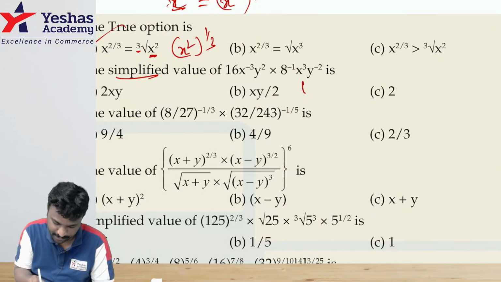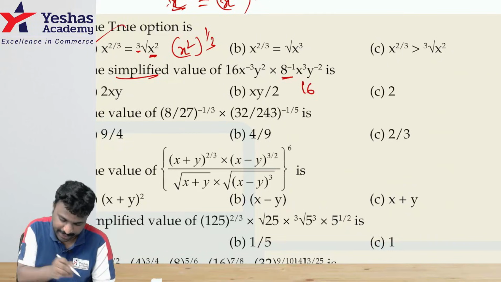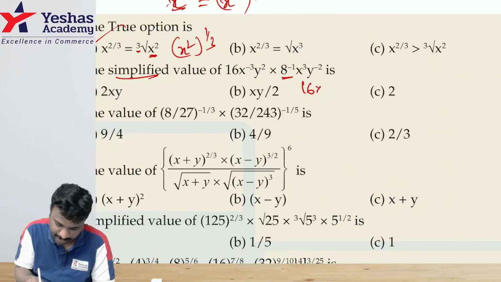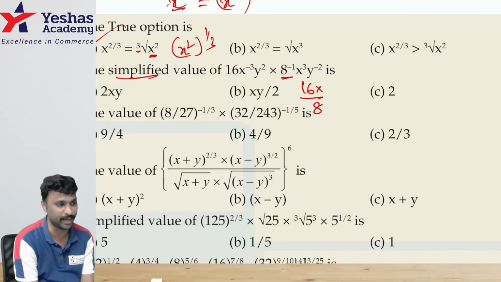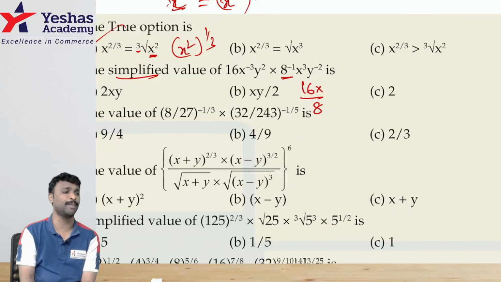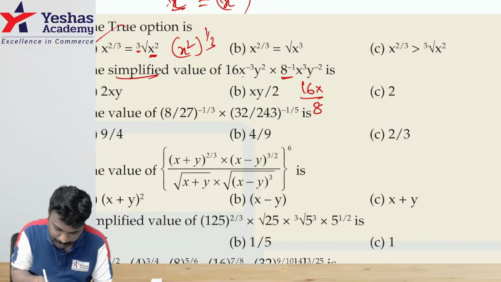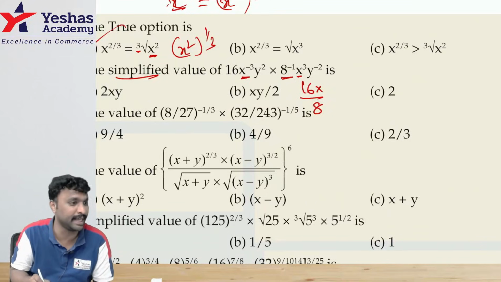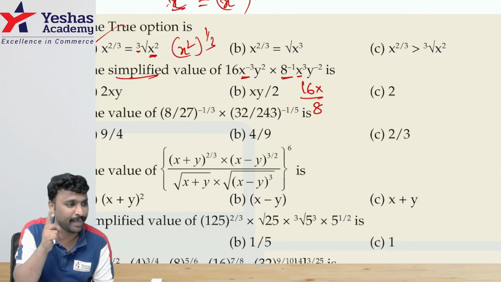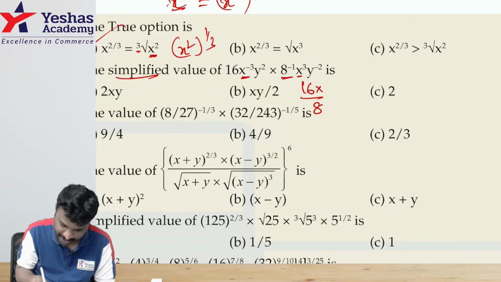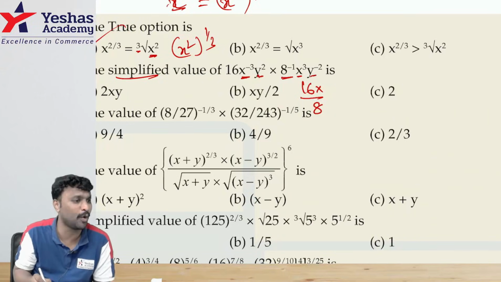Everybody, 16 will keep it as it is, and 8 power minus 1 can be taken up and written as 8 power plus 1, because it is multiplied. So 8 power minus 1 can be made as 8 power plus 1. And guys, x power minus 3 and x power plus 3 will get cancelled because minus 3 plus 3 is 0, and y square and y power minus 2 also will get cancelled because the power becomes 0.